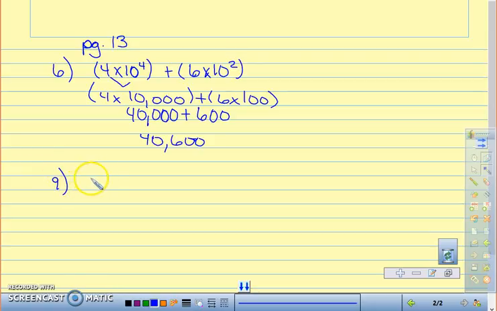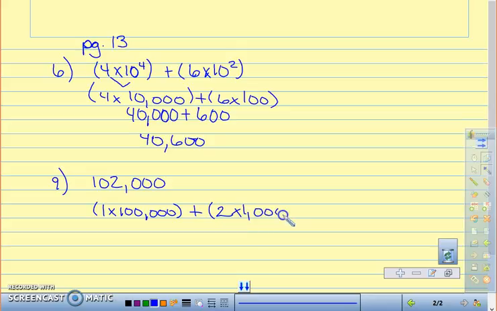Okay, let's look at number 9 on that same independent practice on page 13. Make sure you read the directions when you're doing your homework. In this case, it wants us to write each number in expanded form. So I have 102,000. I can write in my first one, 1 times 100,000 plus, and I don't have a number in the 10,000 spot, so I'm going to go down to the 1,000 spot, plus 2 times 1,000.